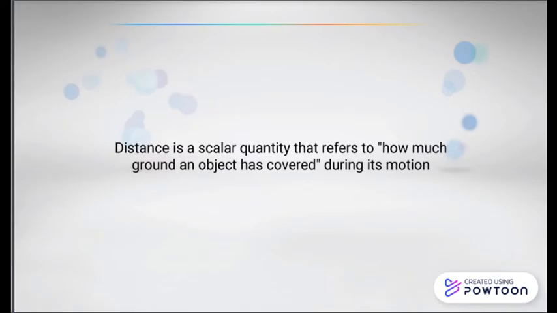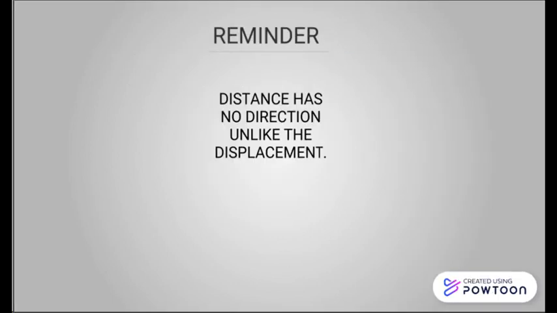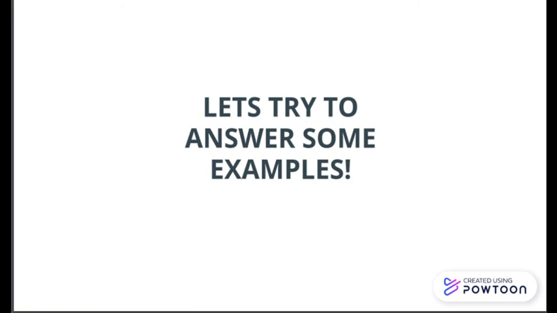Distance is a scalar quantity that refers to how much ground an object has covered during its motion. Distance is the total movement of an object without any regard to direction. We can define distance as how much ground an object has covered despite its starting or ending point. Distance has no direction, unlike displacement. Let's try to answer some examples.